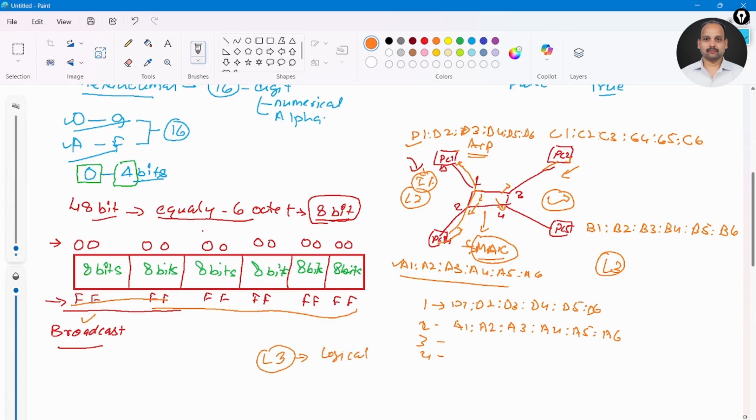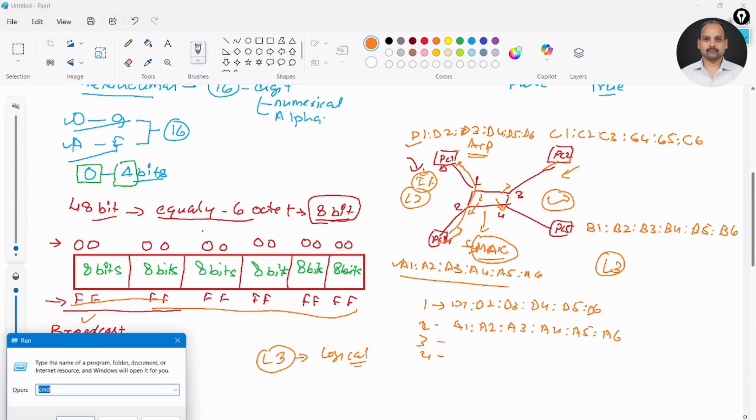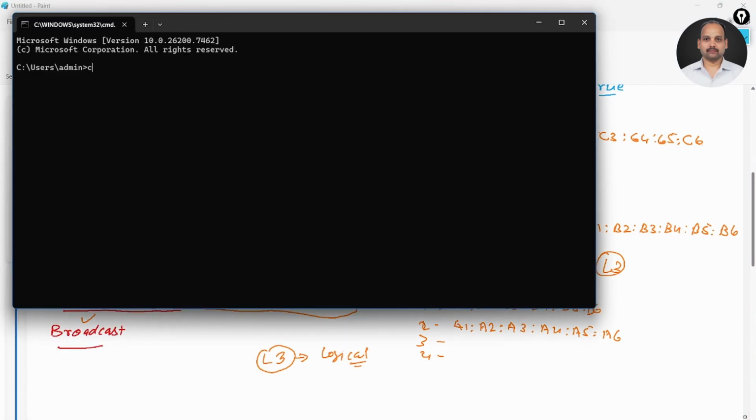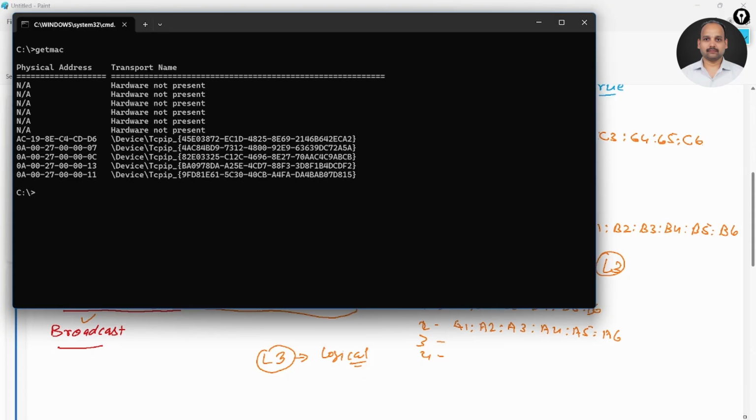We'll discuss later. So I hope you understood how MAC address works. If this is my Windows system, I am going to show you how you can see your MAC address. There is one command, getmac. Getmac shows how many interfaces are connected and what the MAC address is.